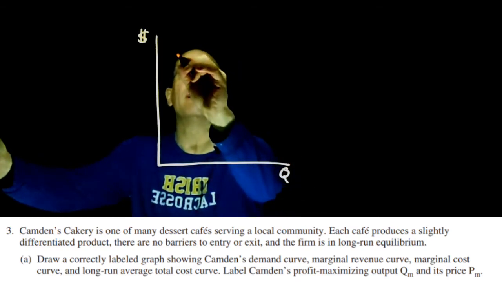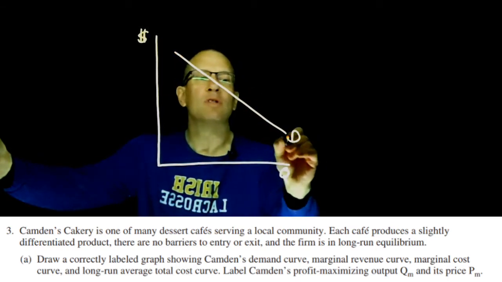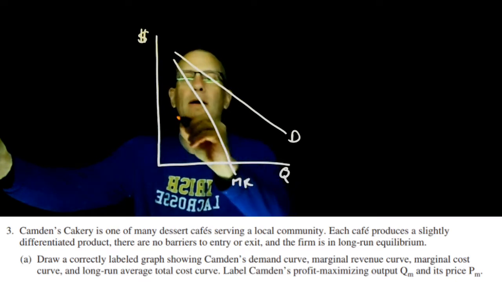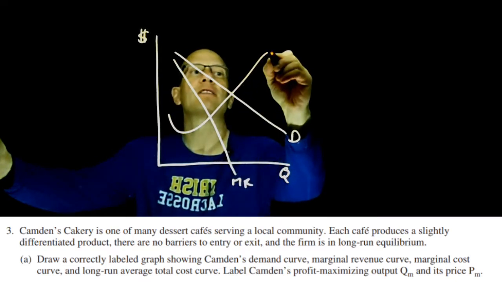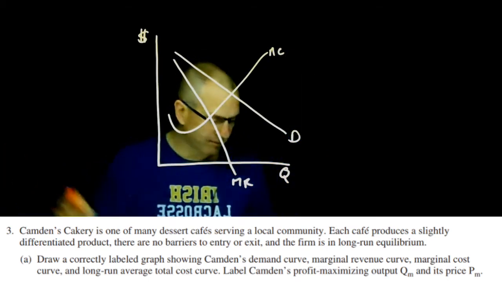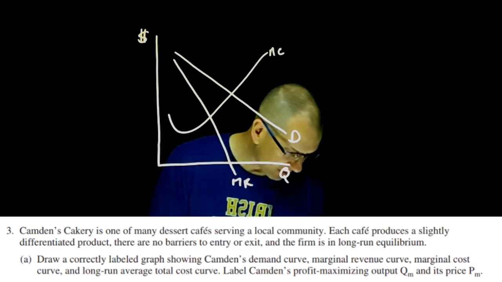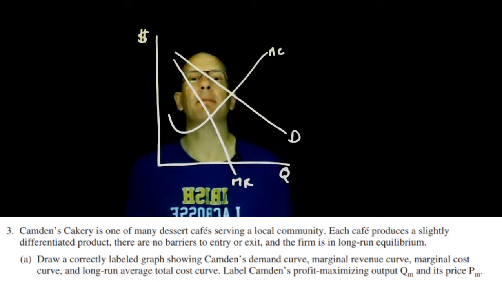All right, we have the demand curve, which goes above the marginal revenue curve. All right, we're going to have this marginal cost curve flowing like that. And when they're telling us that the firm is operating at a long run equilibrium, all right, so it's in long run equilibrium.